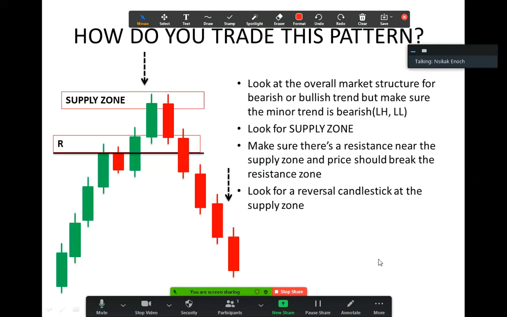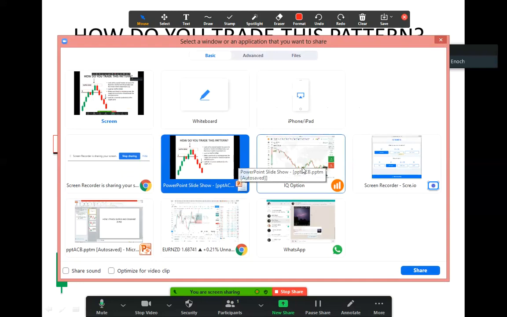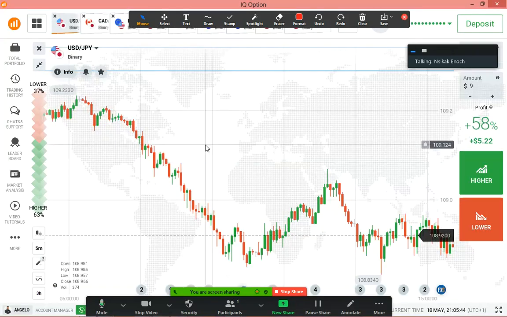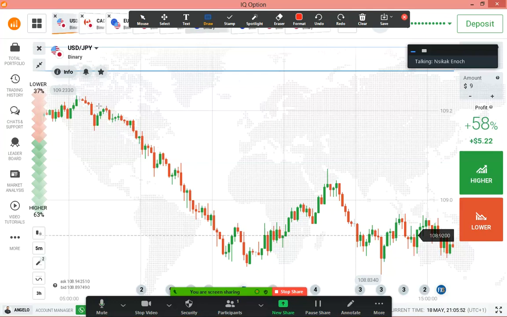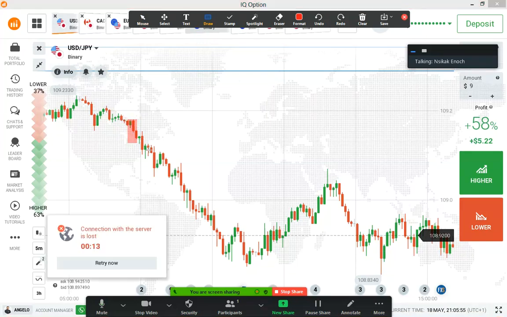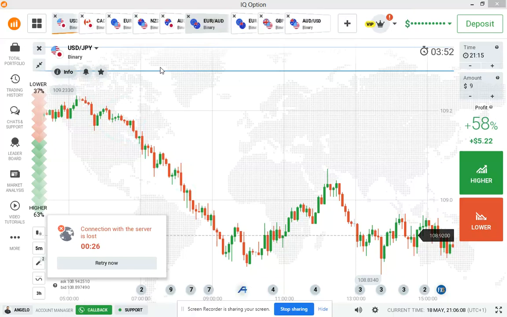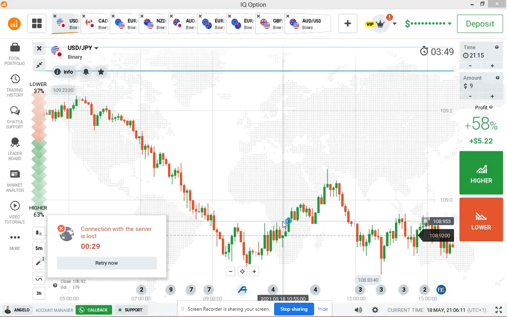The second rule says look for a supply zone. Okay, so let me show you how we identify a supply zone. When you are drawing a supply zone, you look for a strong drop where the price drops very strongly. You can see that we have so many supplies during this downtrend. We have here, here, and here, all these strong drops, they are supply. Those are our supply zones. So this supply zone, supply and demand zone, oh, I think the network problem.